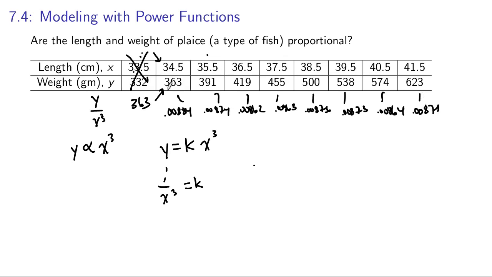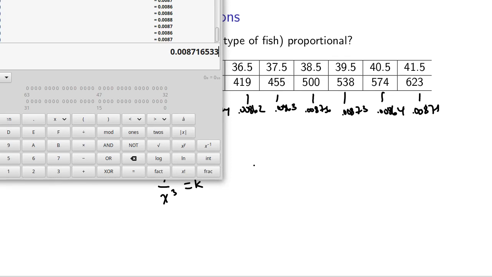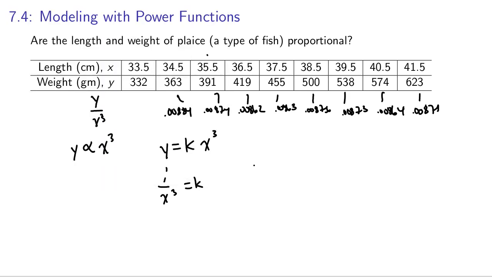This is representing a real-world problem. Let's check the one I X'd out and see if it's correct or not. So let's try that one too. 332 over 33.5 cubed is 0.00883. Yeah, so it fits in there just fine. So 883, 884, 874, 862, 863, 876, 873, 864, 871. Those are pretty close. So a pretty close approximation for all these numbers is 0.0087.